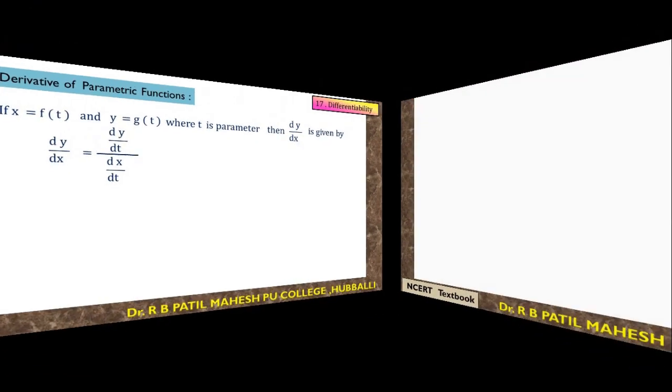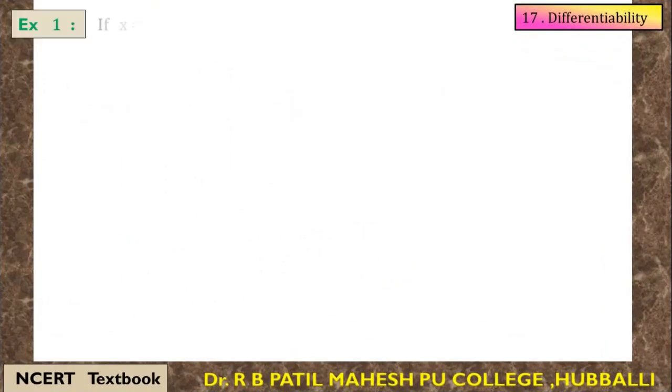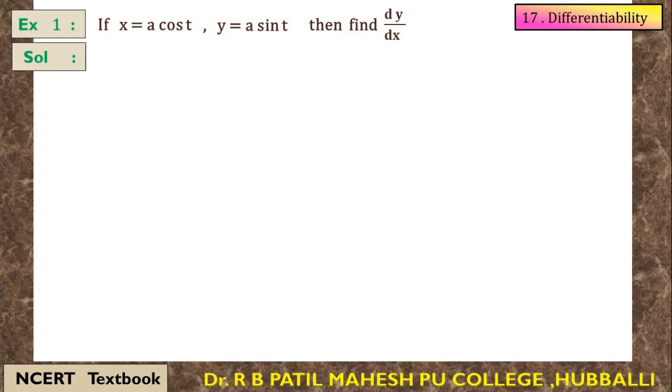Now see the examples. If x equal to a cos t, y is equal to a sin t, then find dy by dx. First you write the given functions, x equal to a cos t and y is equal to a sin t. So x is a function of t variable, what is the function? a cos t. And y is also a function of t variable, that is a sin t. Already you know that these two functions are parametric equations or parametric functions of the circle equation.